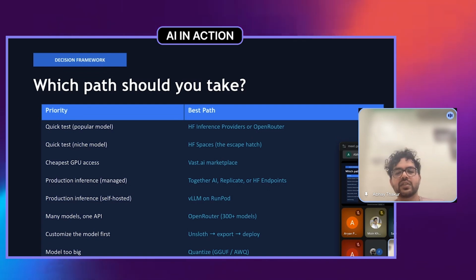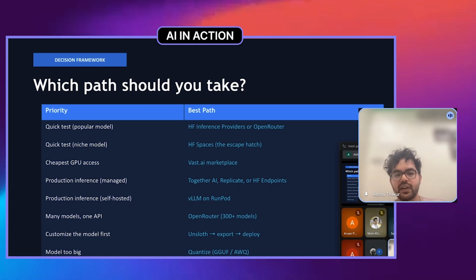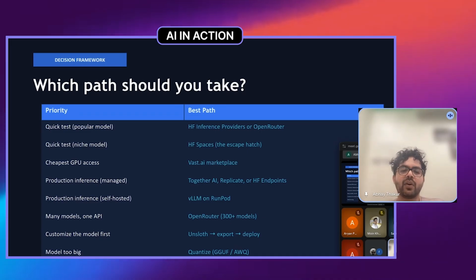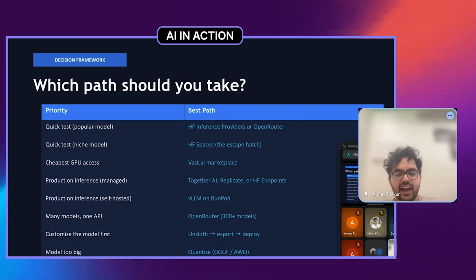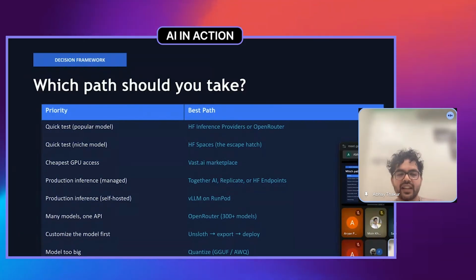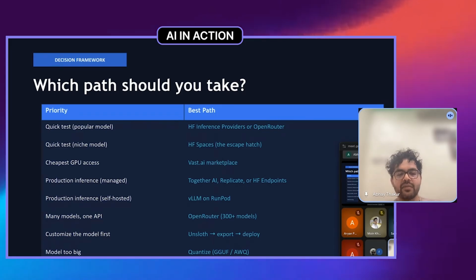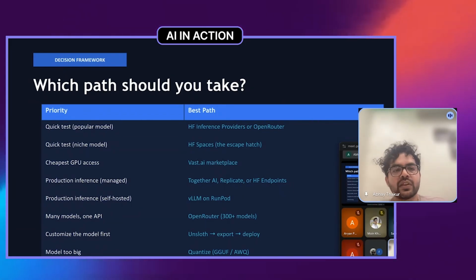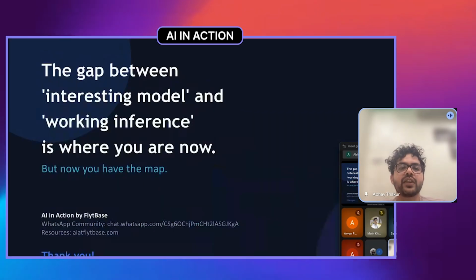Again, if you want to customize your model, Unsloth is your place to be. I am a big fan of them, but I haven't been able to use them fully. If your model is too big, quantize. This is a statement that I won't go too deep into because I am not well versed in it. But this is the overall picture with your models and decision framework.